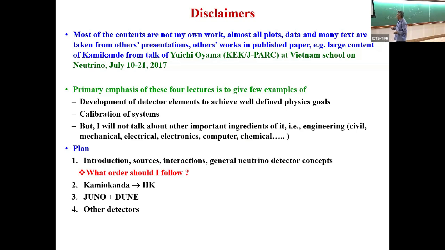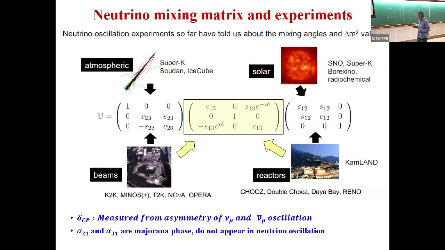Okay, so now I go back to the summary of my neutrino experiments. As you already know, neutrinos are oscillating. This is the oscillation between the second and third generation, third and fourth generation, and first and second generation. And these parameters are mainly coming from atmospheric neutrino or long baseline neutrino experiments.